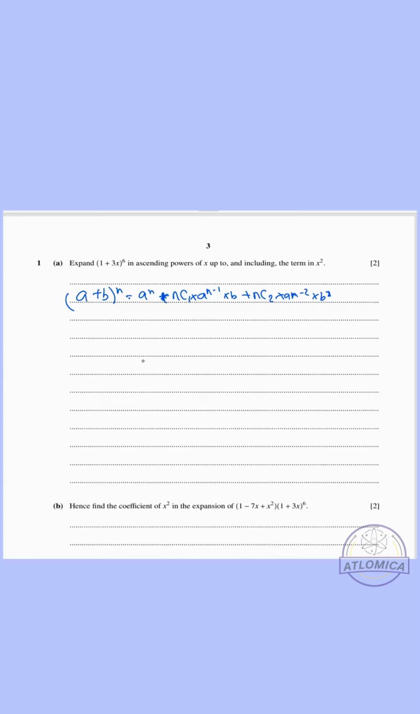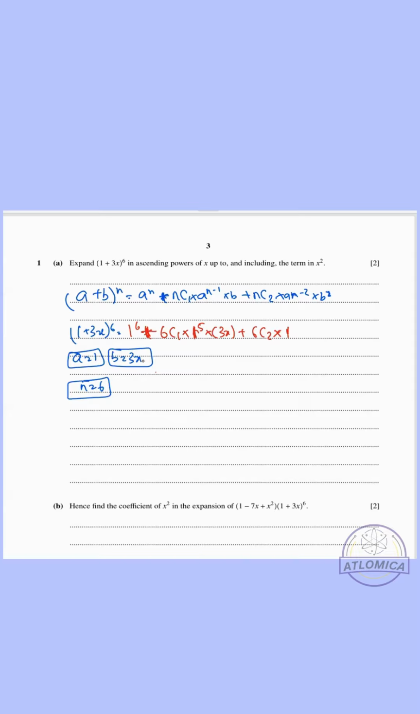So we have (1 + 3x)^6, where a equals 1, b equals 3x, and n equals 6. We'll just put these values of a, b, and n in the formula. So 1 to the power of 6, plus 6C1 times a, which is 1 to the power of 5, and 3x. Then 6C2 times a to the power n minus 2, which is 1 to the power 4.